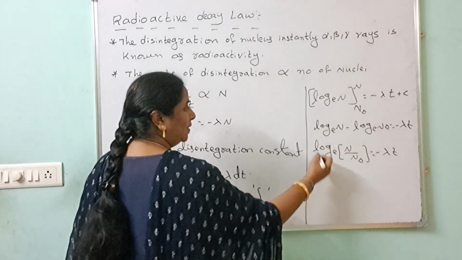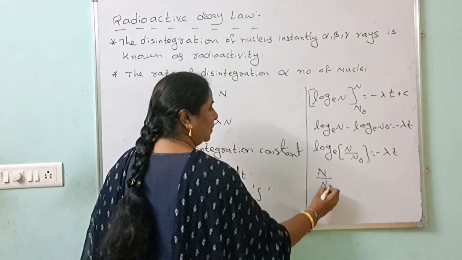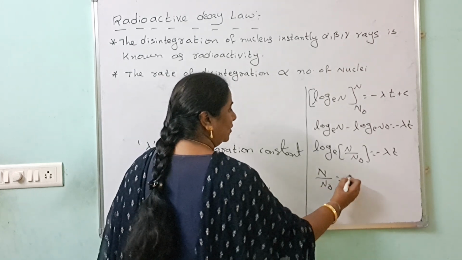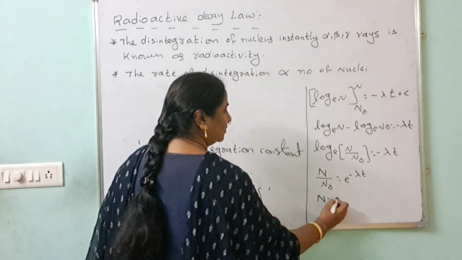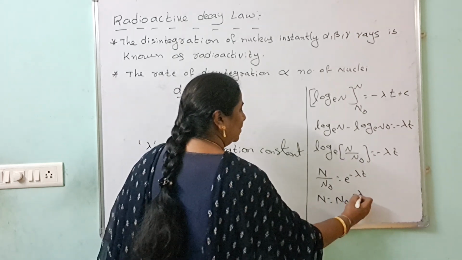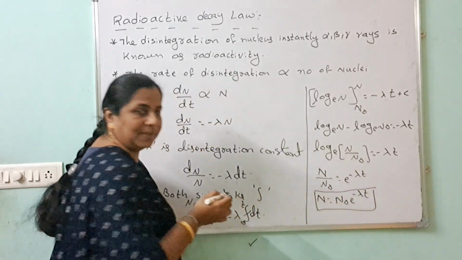Then when the logarithmic function goes to the other side, it becomes an exponential function. So N by N naught equals e to the power of minus lambda t. Then N equals N naught into e to the power of minus lambda t. This is the final expression.